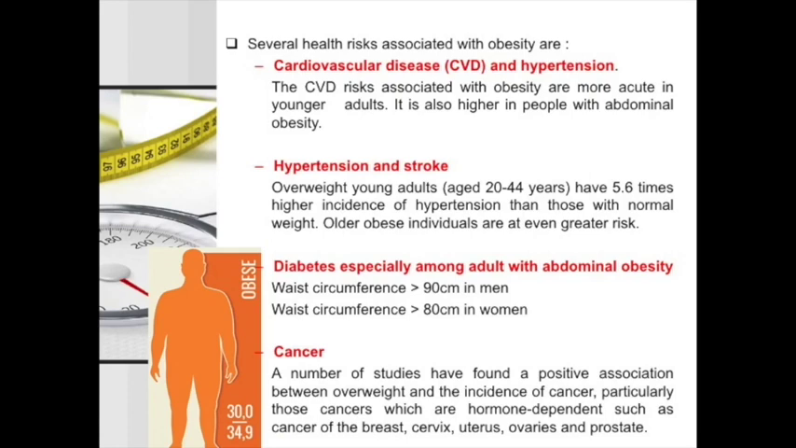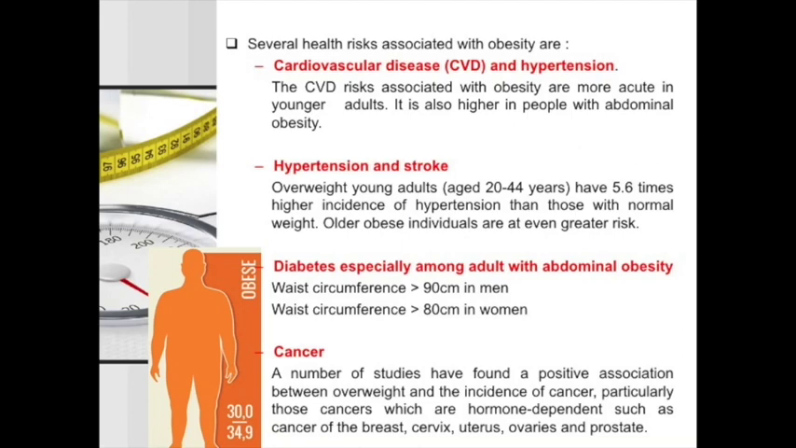Here are several health problems associated with obesity. First, cardiovascular disease, CVD, and hypertension. The CVD risks associated with obesity are more acute in younger adults. It is also higher in people with abdominal obesity. Second, hypertension and stroke. Overweight young adults, aged 20 to 44 years, have 5.6 times higher incidence of hypertension than those with normal weight. Older obese individuals are at even greater risk.